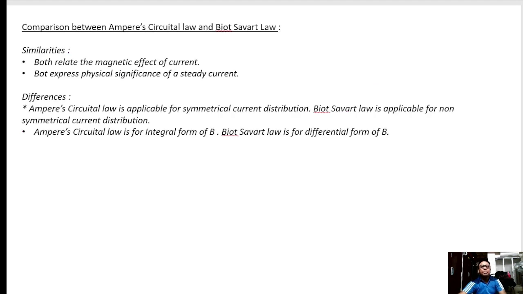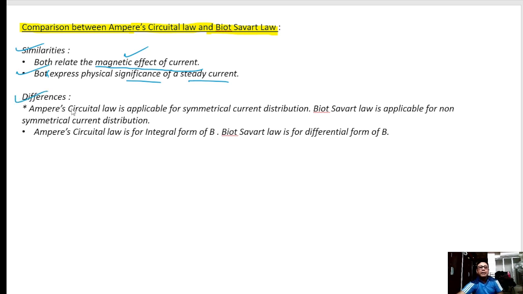Next, comparison between Ampere's circuital law and Biot Savart law. It's a very important topic, so let's see. Similarities: both relate to the magnetic effect of current. Yes, by both Ampere circuital law and Biot Savart law, we can find the magnetic effect due to current. Both express the physical significance of steady current. That means if the current is flowing steadily, we can find the magnetic effect due to the flow of the current.